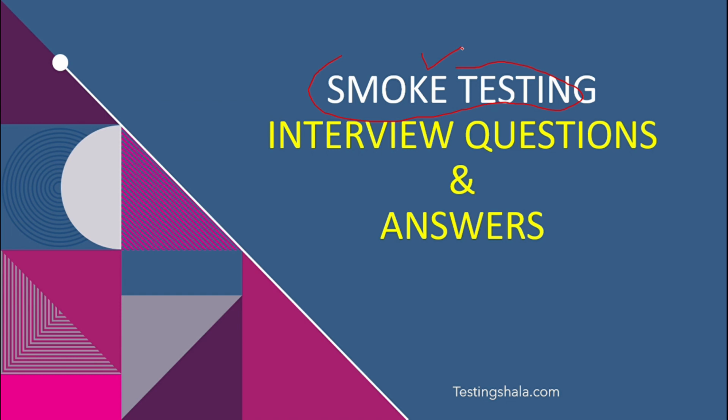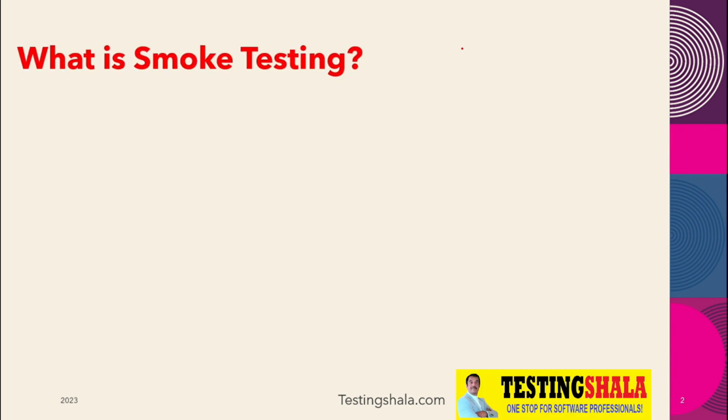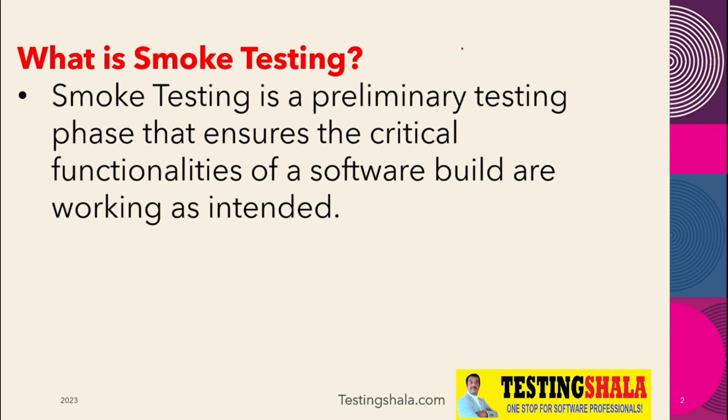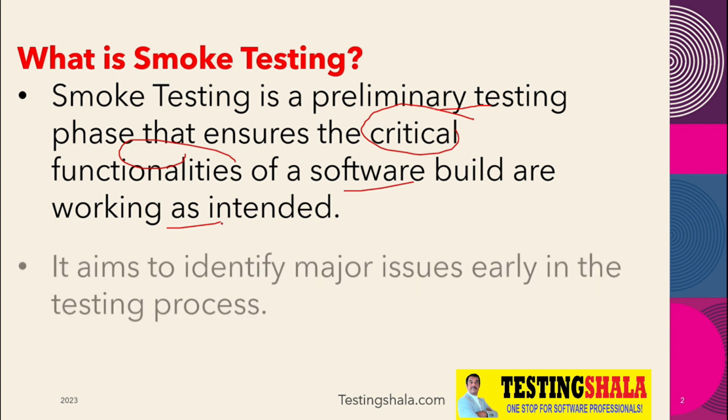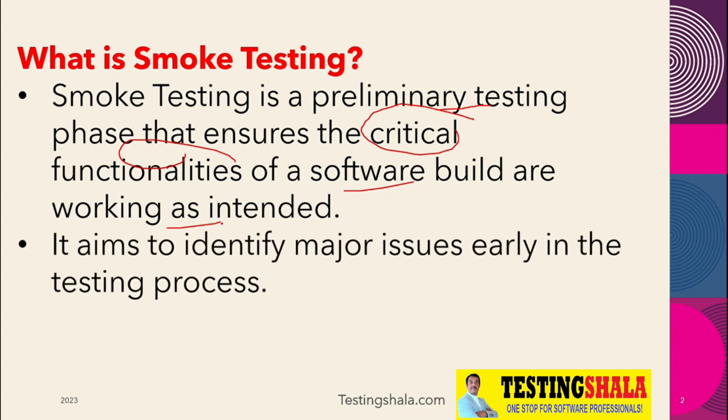The first question is, what is smoke testing? Smoke testing is a kind of software testing which we normally do in the preliminary stages of the testing phase, to ensure the critical functionalities of the software we are building are working as expected or as intended. That is the main purpose of smoke testing, and its main objective is to identify major, critical issues early in the testing process. That is the key purpose of smoke testing.